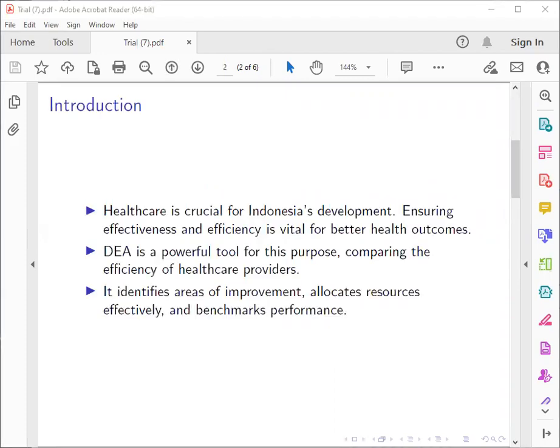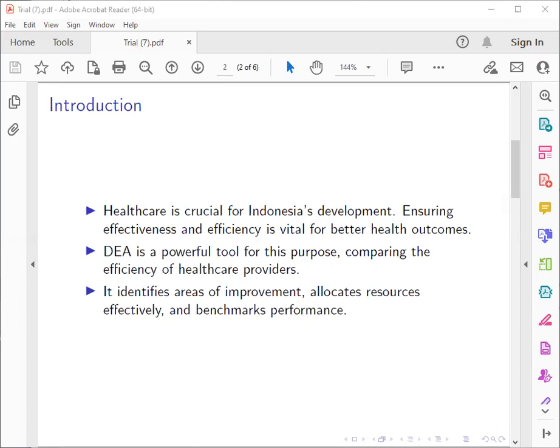Okay. First things first, in this presentation, we will understand the significance of healthcare in Indonesia and the need to ensure its effectiveness and also the efficiency. Healthcare plays a crucial role in any nation's development, and Indonesia is no exception. As a rapidly growing country, it is essential to enhance the quality of healthcare service to improve the well-being of their citizens. This is where data envelopment analysis comes in as a good method to understand this.